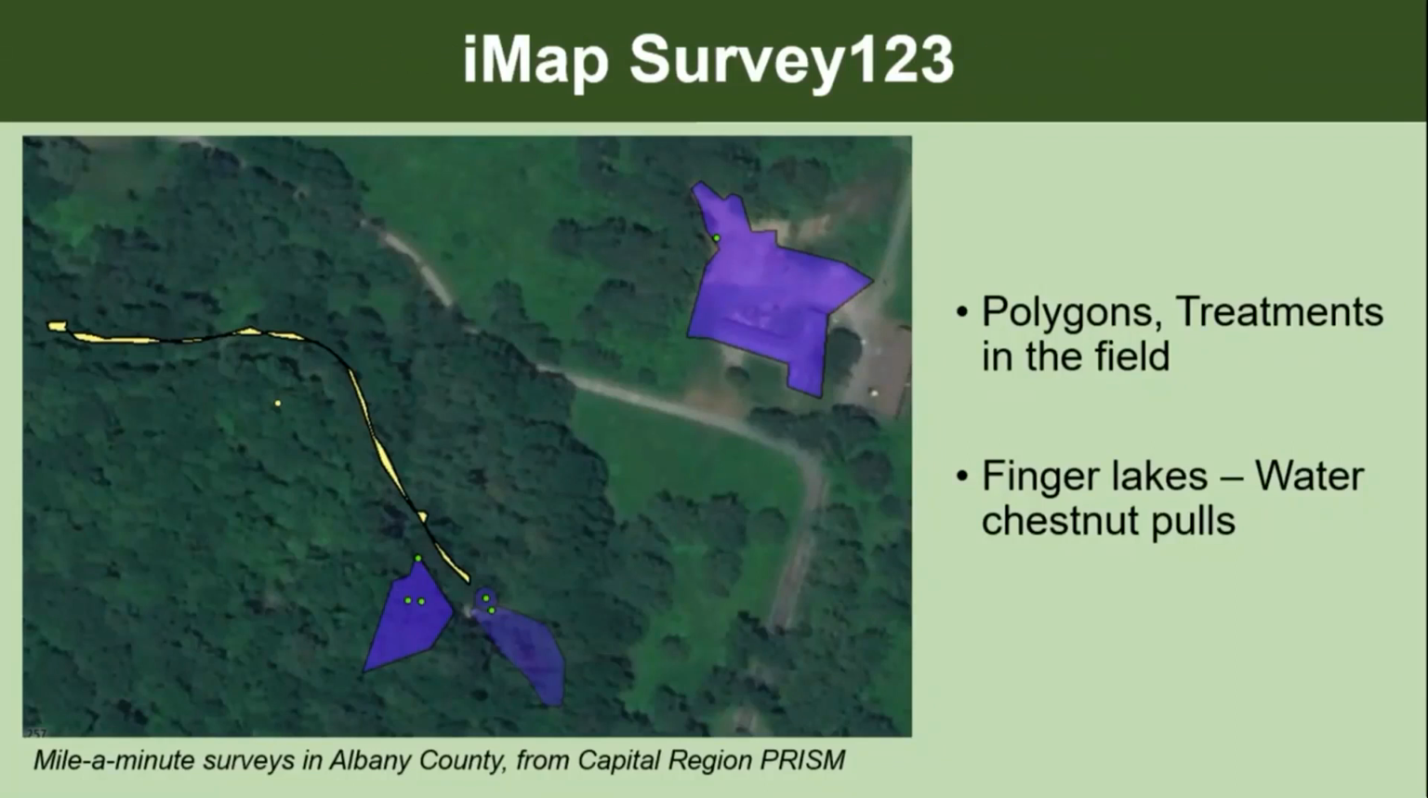And so that's really the main advantage of the Survey123. It's that you can do the polygons and you can do treatments. One example from the 2021 field season in the Finger Lakes was what PRISM staff and some strike team staff and other partners largely used to report their water chestnut pulls, because it allowed them to record polygons and treatment records all while in the field and without needing an internet connection. So I think there's a lot of potential for this tool, particularly for people who are recording treatments.